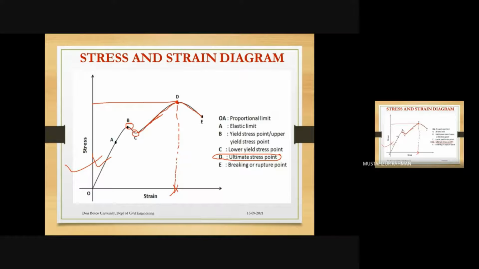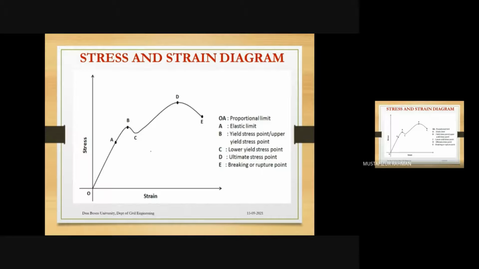Now, say for example, it's going like this. At this point, what is happening? It is elongating very quickly, and a point will come, like here at E point, where there will be breaking of the member of the material, breaking or rupture will occur. So these are various important points in the stress strain curve. This is a stress strain curve of mild steel.